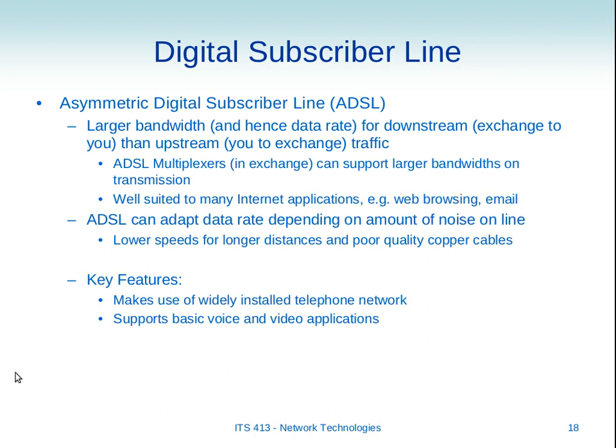ADSL, or asymmetric digital subscriber line, is one example of DSL and the most common one used today. Asymmetric in terms of the bandwidth for upload and download, or upstream and downstream. Much larger bandwidth is allocated for downstream than for upstream. Why? Well, two reasons. One is that it's useful for most end users. Most end users download more than they upload.